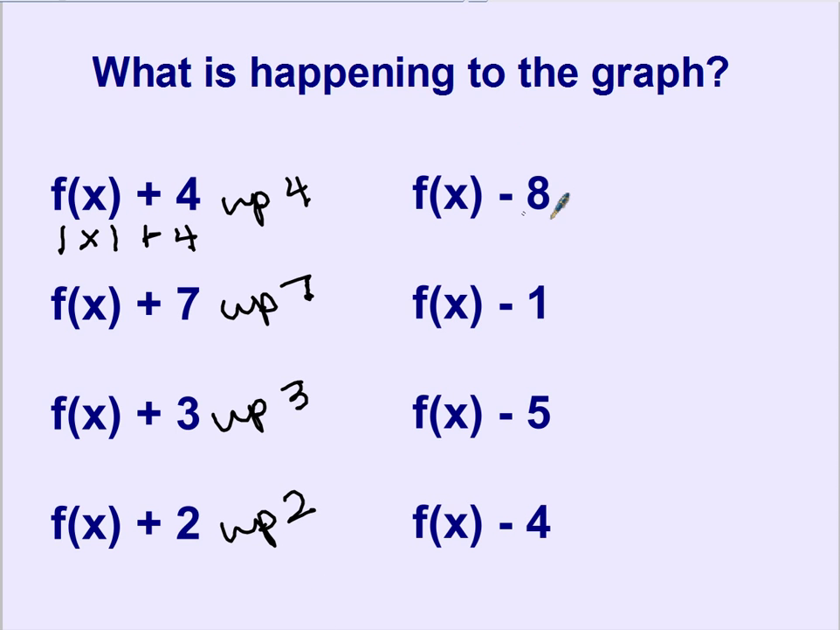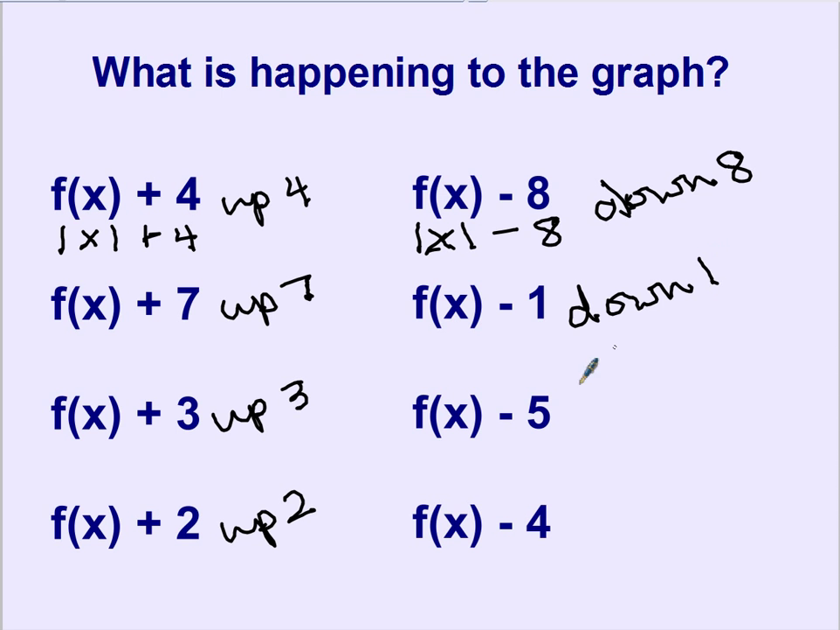What happened when we subtracted outside the function? So in equation notation, this would look like the absolute value of x, and then outside the brackets I would do minus 8. This is when we went down, so this would move my graph down 8 units. This with the subtract 1 would move our graph down 1 unit. Subtracting 5 outside the function would move us down 5 units. And the last one would move us down 4 units.